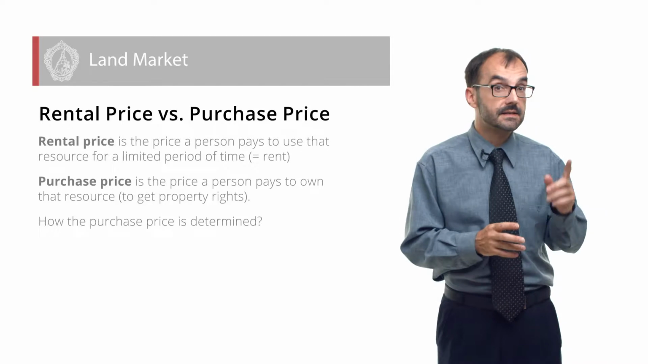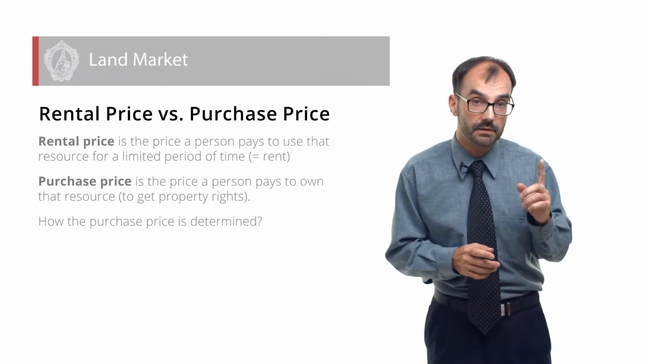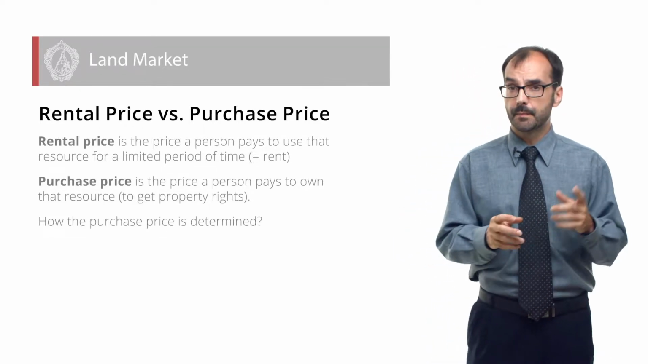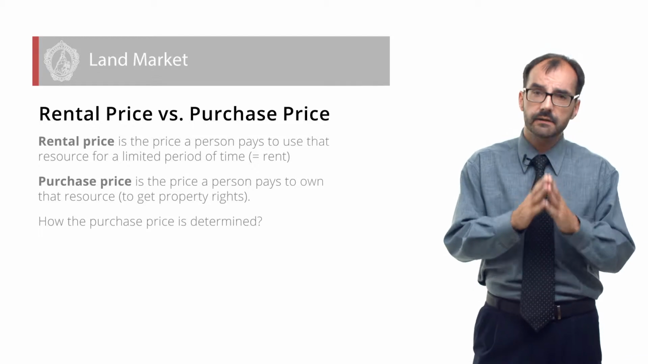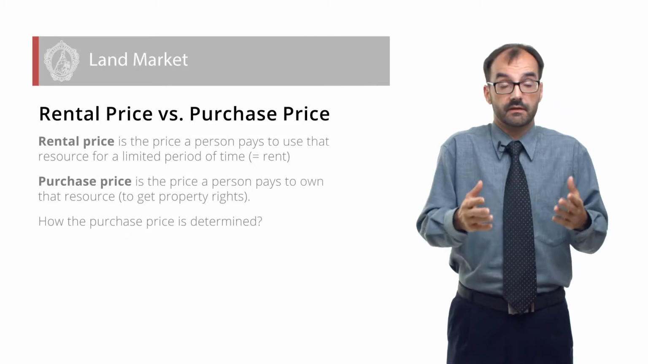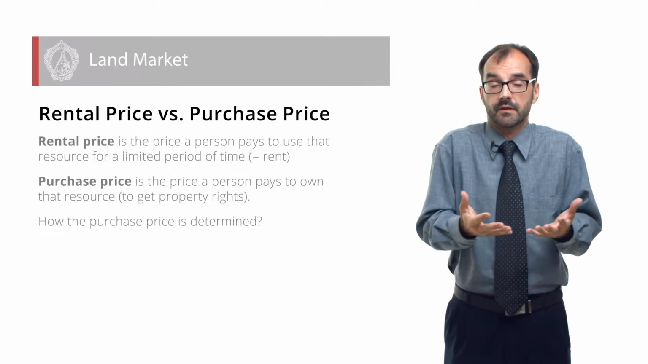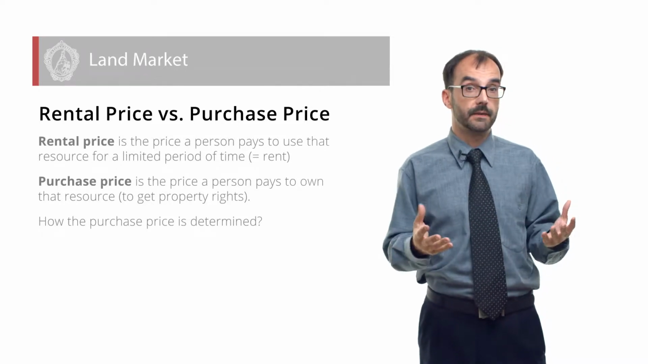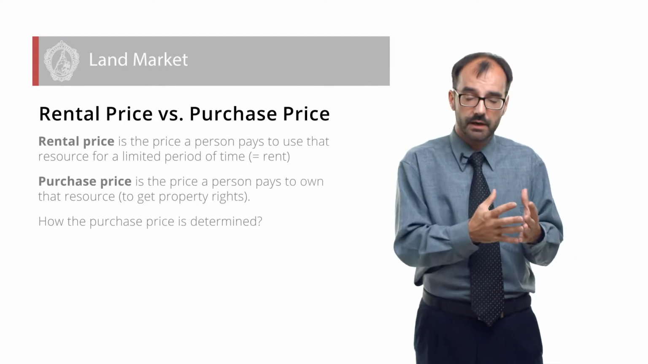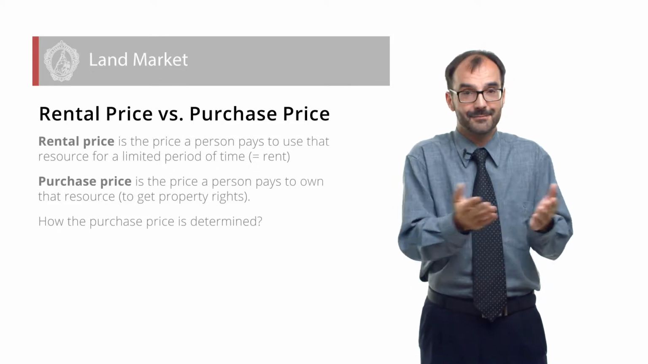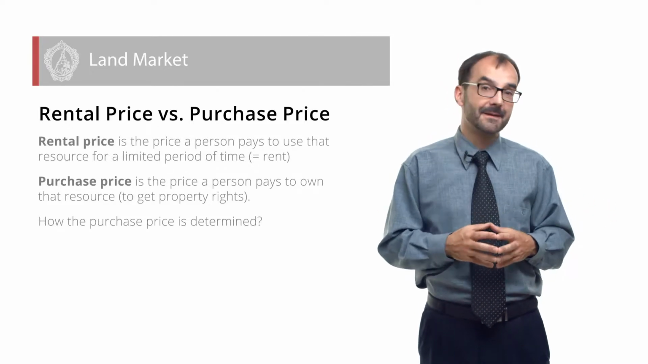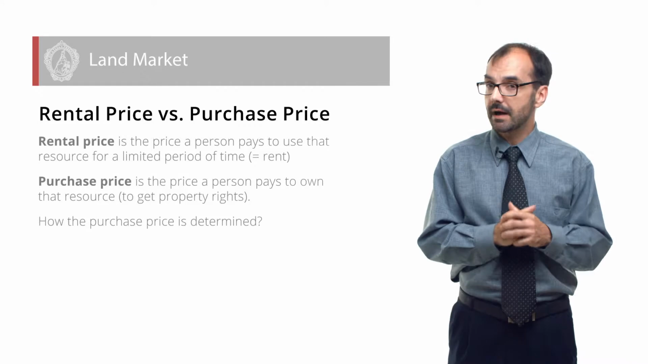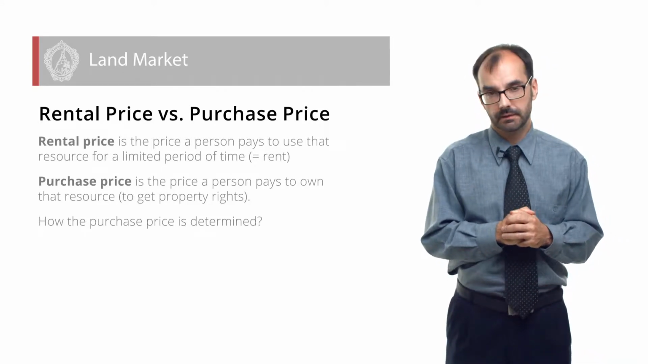And there is a second type of price, the purchase price, or payment to acquire property rights for this resource. The purchase price was not relevant in the case of labor markets because workers cannot sell the property rights for themselves. And it was not relevant in the case of the capital market because the price of property rights for 1 million rubles is 1 million rubles. But the purchase price is quite relevant in the case of land. So how is the purchase price determined?